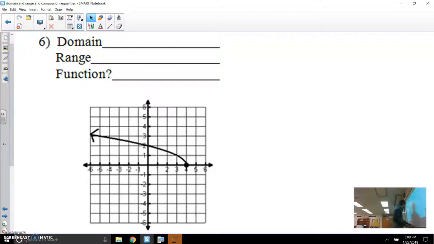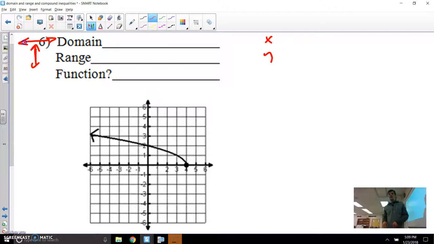So domain is the main concept of how far left and right the graph goes, and how far up and down the graph goes for the range. So domain has to do with x, range has to do with y, and again it has to do with possible y values, possible x values.